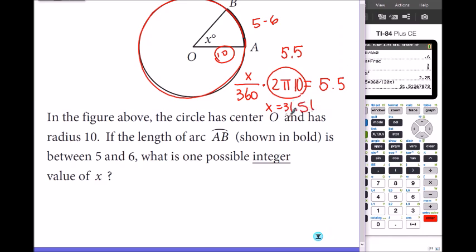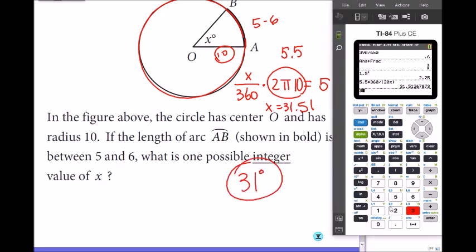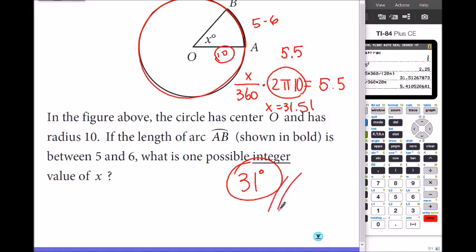So would 31 or 32 work? I'm sure they will both work, but double check. Let's say we chose 31. So 31 divided by 360 times 2 pi r, which is 2 times 10, or 20. Would that be between 5 and 6? Yes, it is. So 31 is acceptable. I'm sure 32 works too, but you don't have to check the other one. You can just go ahead and pick one.